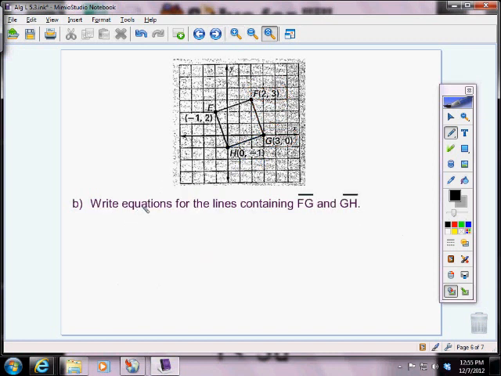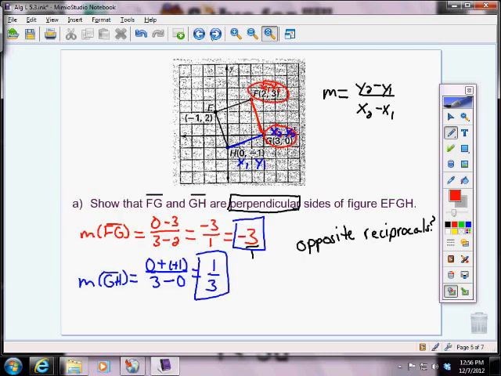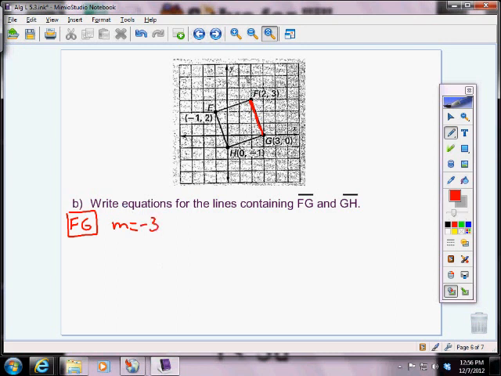We'll be able to use that information then to write equations. So if we wanted to write an equation for this line here, okay, I need my slope. So if I'm talking about FG, I need 2 things. I need my slope and I need my y-intercept. Anytime to write an equation, we need slope and y-intercept. Well, we know our slope of FG is negative 3. But I don't know where it hits the y-axis. It's okay because I can take one of these points and it really doesn't matter which one you take. And I can plug it into slope-intercept form to write an equation.